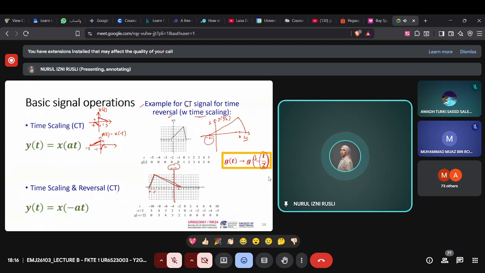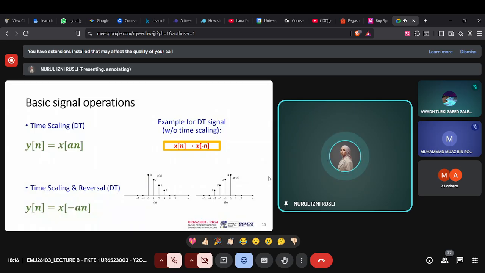The same goes whenever you have a discrete time signal. You learned before, right? You have CT signal, you have DT signal. For a discrete time signal, you have this discrete amplitude at certain integer n. Now whenever you want to do time reversal, in this case, there is no time scaling. It is directly doing reversal.